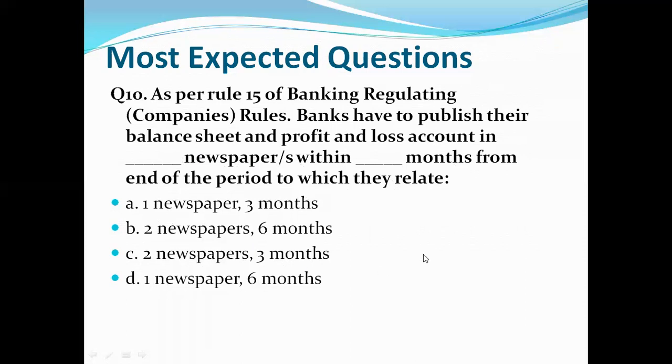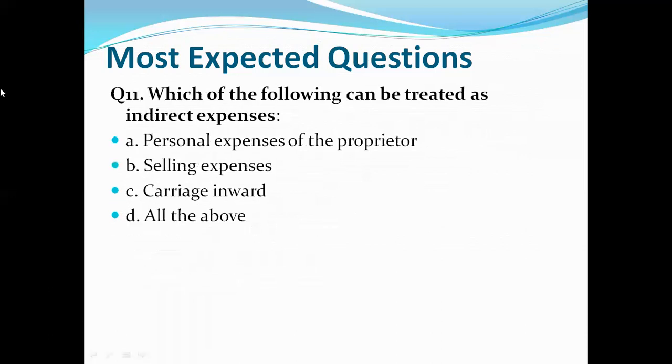So let's see what is the correct answer. Correct answer is B, 2 newspapers 6 months. All banks publish their balance sheet and profit and loss statement in two newspapers, and they have to publish within 6 months of the end of the period. Let's move to the next question, question number 11.